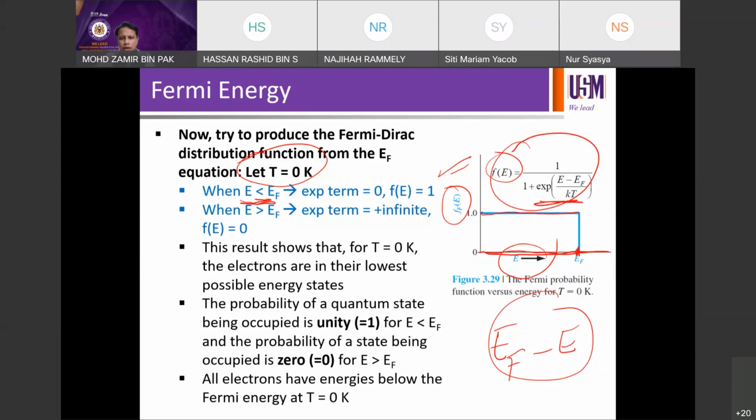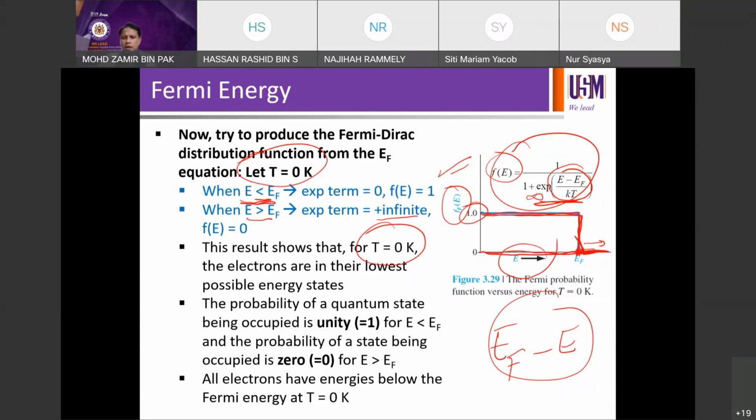On the other hand, when E is bigger than EF, the exponential term becomes infinite. If the value in the bracket is very, very big, then it becomes infinite, and 1 plus infinite is infinite, and 1 over infinite is 0, right? Therefore Fe equals 0 on the right. That's why you end up with that square-shaped graph, right? Fe is 1 for values of E less than EF, and Fe equals 0 when E is more than EF.